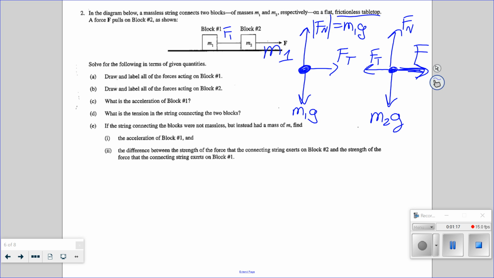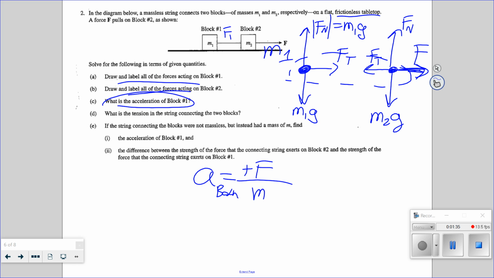So there you go. Draw and label, draw and label, with one symbol labels, or a few symbols. What's the acceleration of block 1? We have a system with an applied force. So the acceleration of both blocks is just this applied force F to the right, divided by the total mass, because there's no friction, no springiness, nothing silly going on.